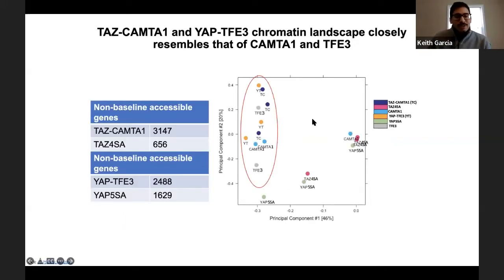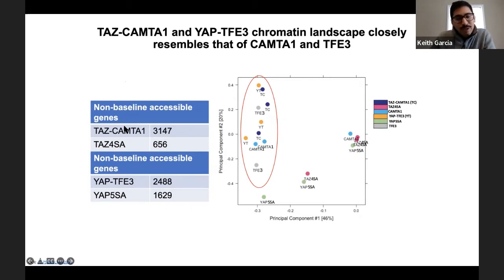And so to begin to address how these global transcriptomic and chromatin binding changes may be occurring, we next wanted to address whether these fusions can further augment the TAZ and YAP transcriptional program by modulating the chromatin landscape. And to begin to test this, we performed ATAC-seq analysis, which basically assesses how accessible the DNA is for further transcriptional regulation, or how open the genome is.